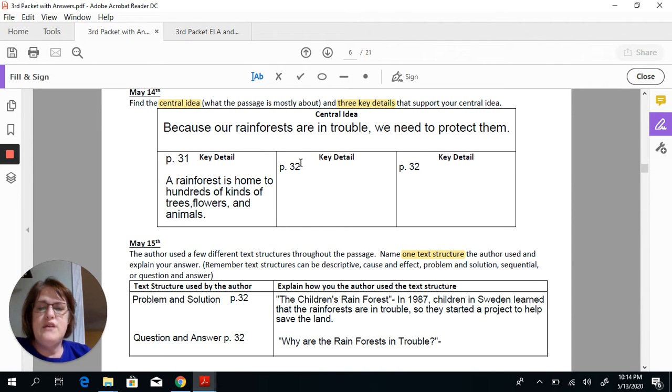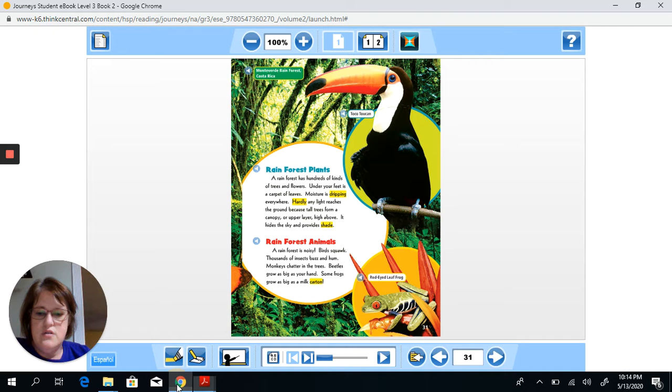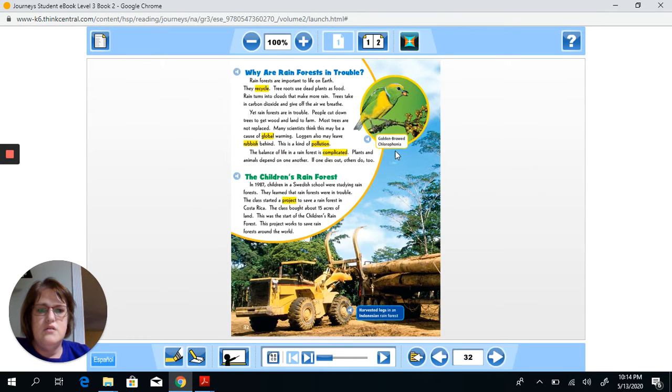Okay, so if you go back to page 32, there are many more reasons here in this section as to why the rainforests are important, such as the rain turns into clouds that make more rain. So this is the rainforests play an important part of the water cycle. Trees take in the carbon dioxide and give off the air we breathe, or oxygen. So that's another reason why the trees are important in the rainforest.